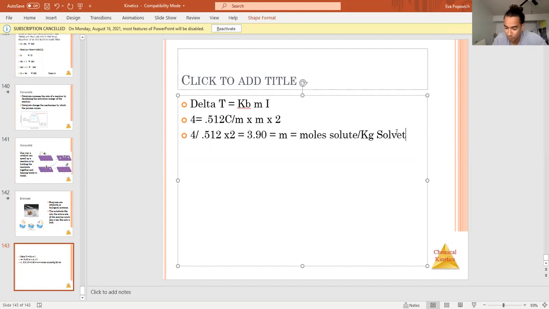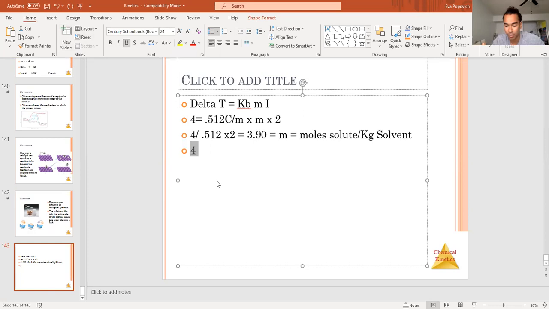Wait, I'm sorry, you said 4 divided by 0.512, right? Yes. And then you multiplied that by 2? No. It's 4 divided by 0.512 times 2. I thought it was supposed to be divided by the 2. Yeah, it is. So why are you multiplying it? That's because that's the denominator. Because we're trying to get M by itself. So it would be, like you said, 4 divided by 0.512, and then wouldn't it be divided by 2 again, because the 2 is on the right side?